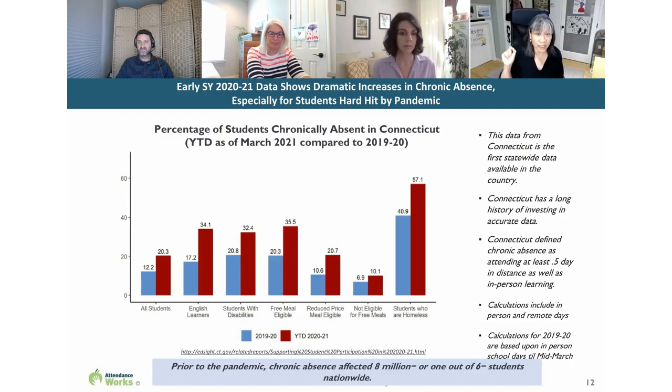What they saw this last year was an increase in chronic absence, almost a doubling from 12 to 20%. And we saw this particularly for kids who had disabilities, who were living in poverty, and students who were homeless, who already had high levels, but even higher levels.